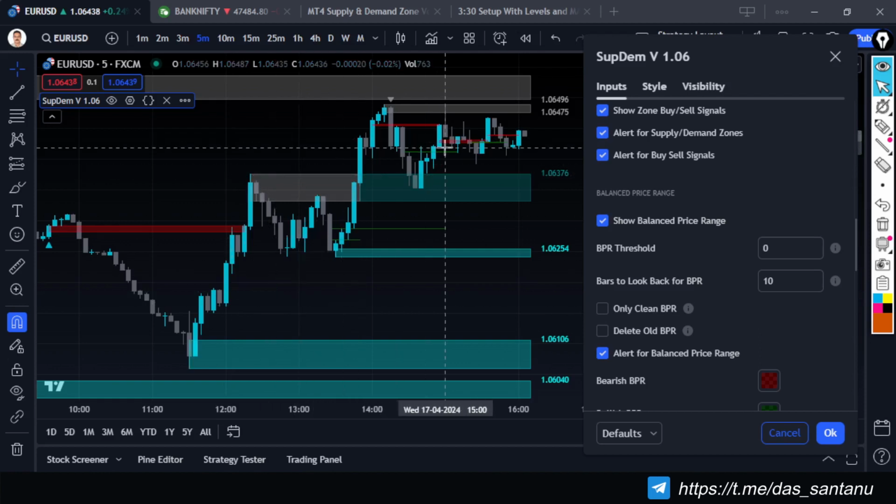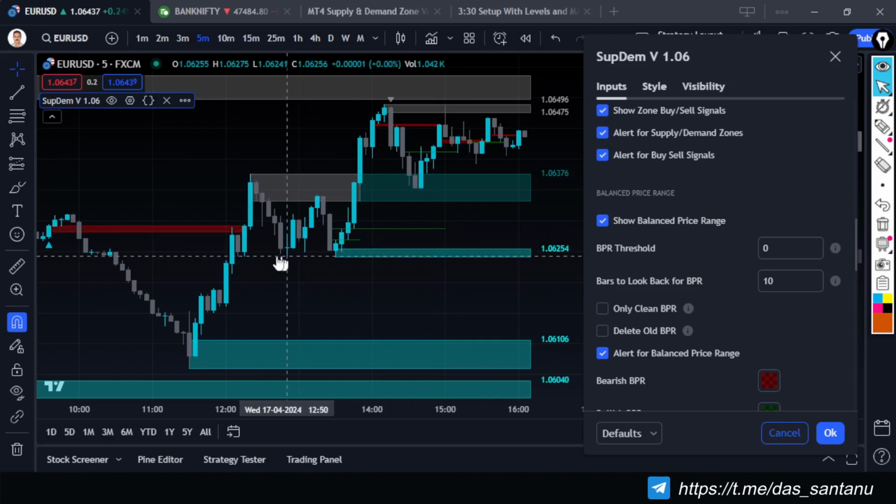The red band indicates a bearish BPR, and the green band indicates the bullish BPR. In your chart, you can keep it on and check how the market is behaving after formation of any BPR, and it will give you a pretty good idea about the probable price direction when you do an actual trade.